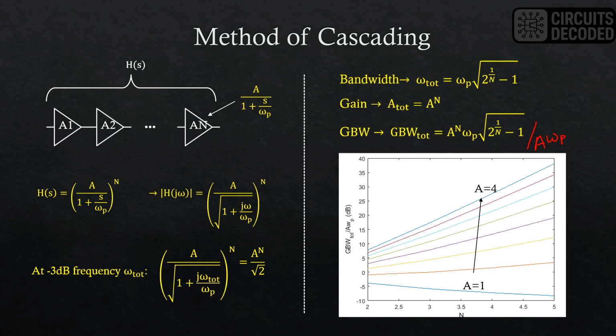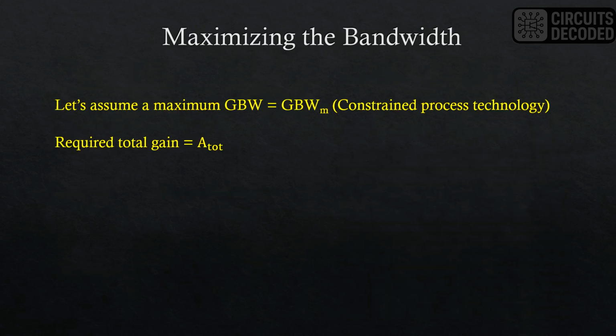Here is a numerical simulation plot of the normalized gain bandwidth product with respect to n for different values of A. We can see that for values of A greater than 1, the GBW increases with respect to n. So how do we use this property to increase the bandwidth? Let's assume that each of the amplifier stages is designed for a maximum gain bandwidth product of GBWm. The maximum achievable gain bandwidth product is limited by Ft of the MOSFET, which depends on the technology process. Also, let's assume that the required gain is equal to A tot.